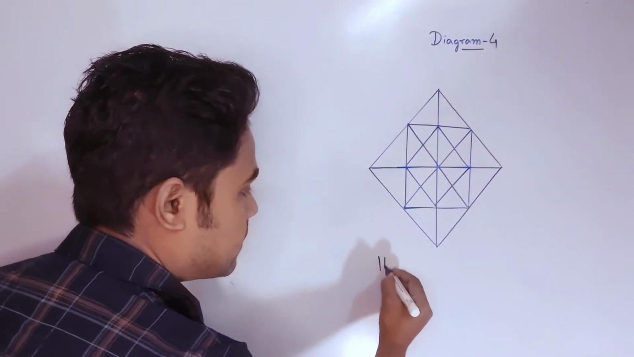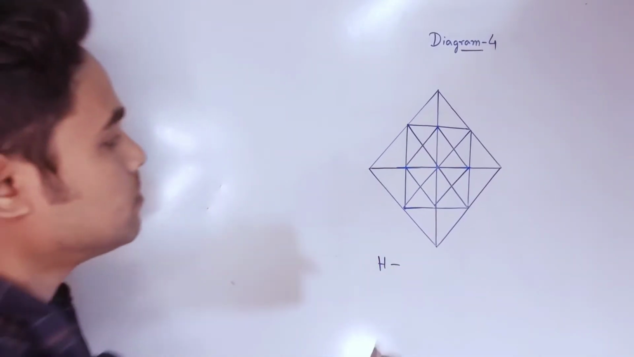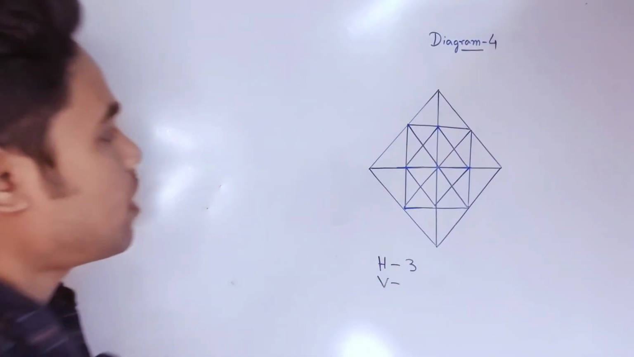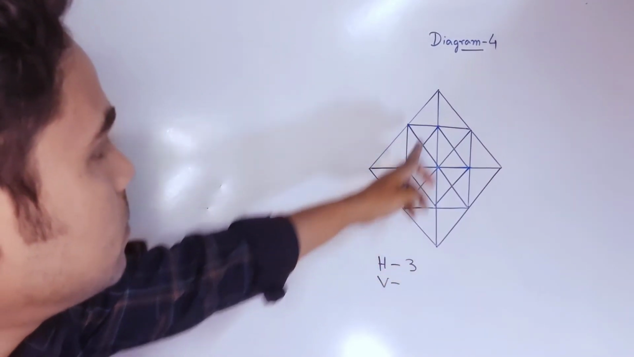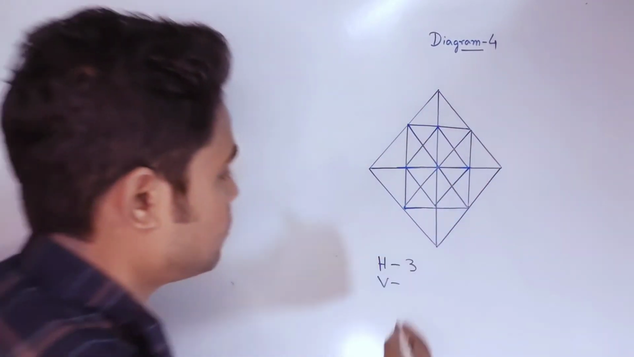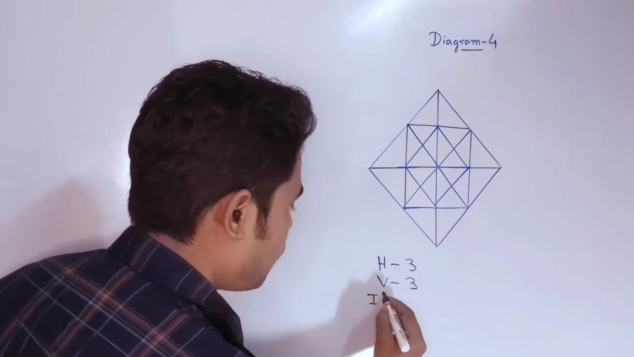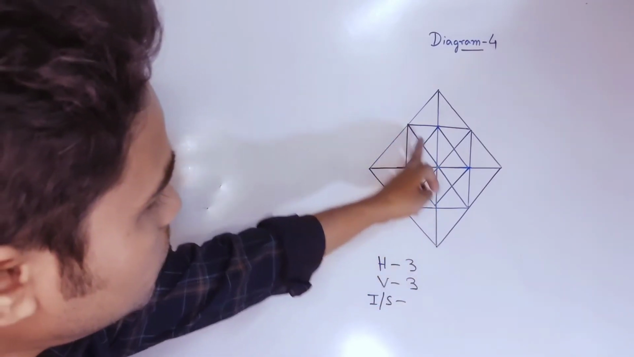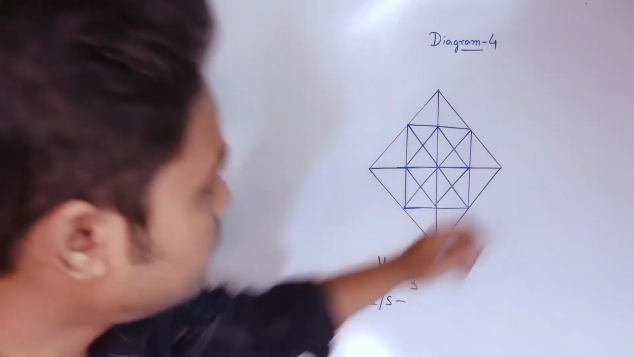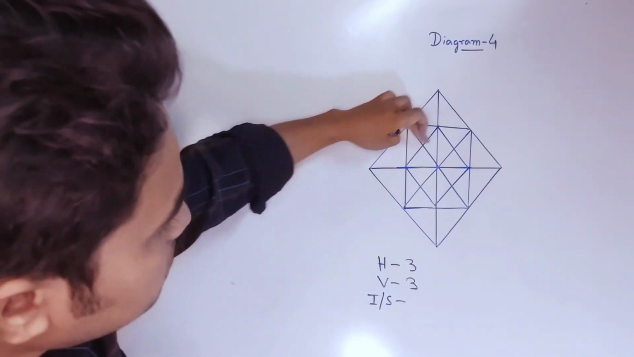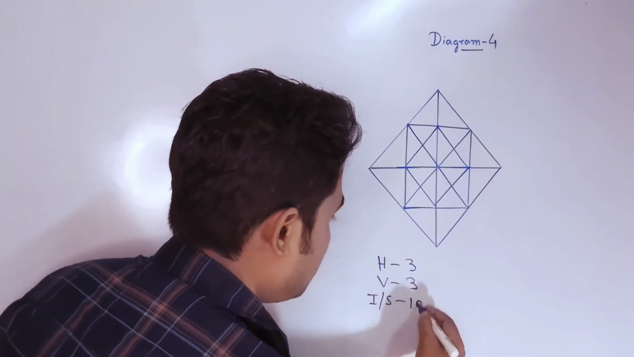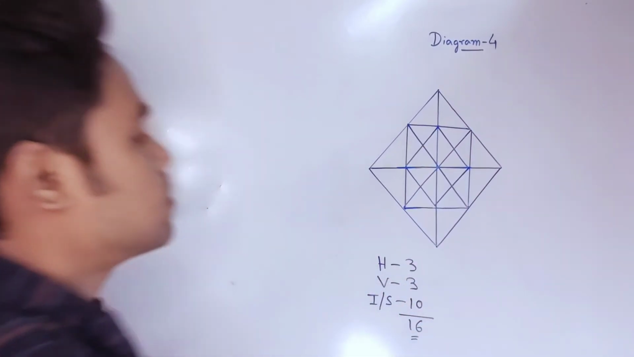Next diagram, diagram 4. Let us count first horizontal lines. How many horizontal lines are there? 1, 2 and 3. Now vertical lines. How many vertical lines? 1, 2 and 3. Okay. Now inclined or slant lines. 1, 2, 3, 4, 5, 6, 7, 8, 9 and 10. So in total there are 16 lines. Understood?